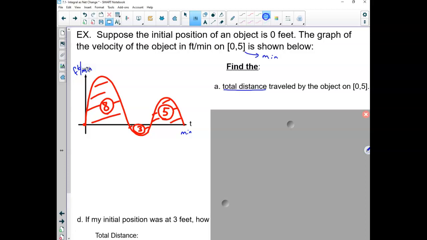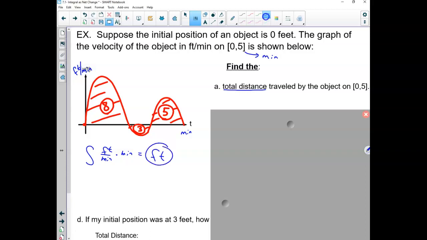So if I'm looking at velocity, and I integrate this, when I do that, I'm taking feet per minute times minutes. So this integral is actually going to give me feet, okay?